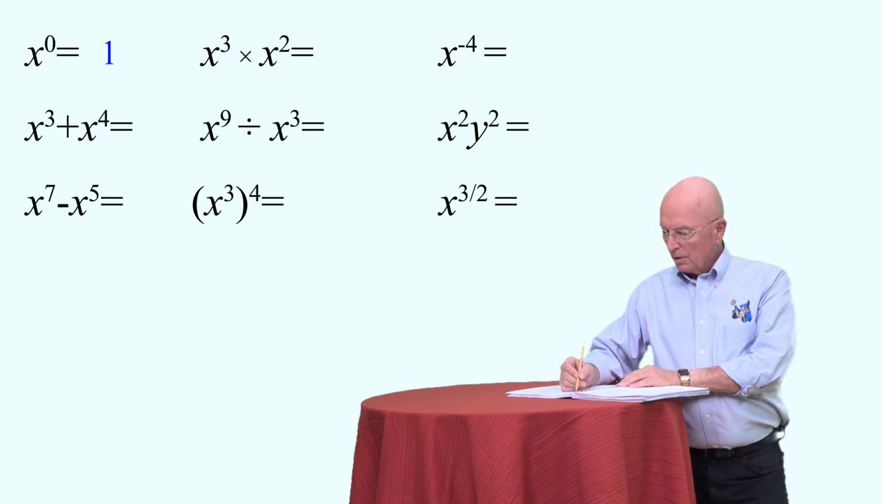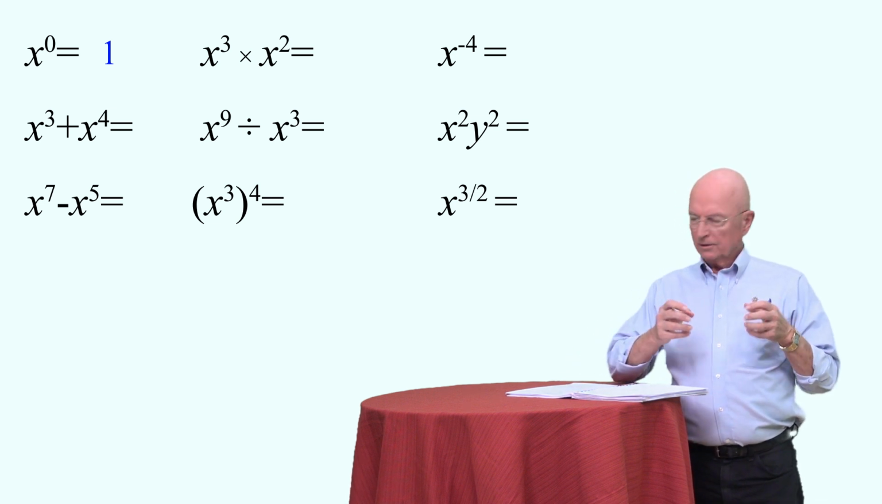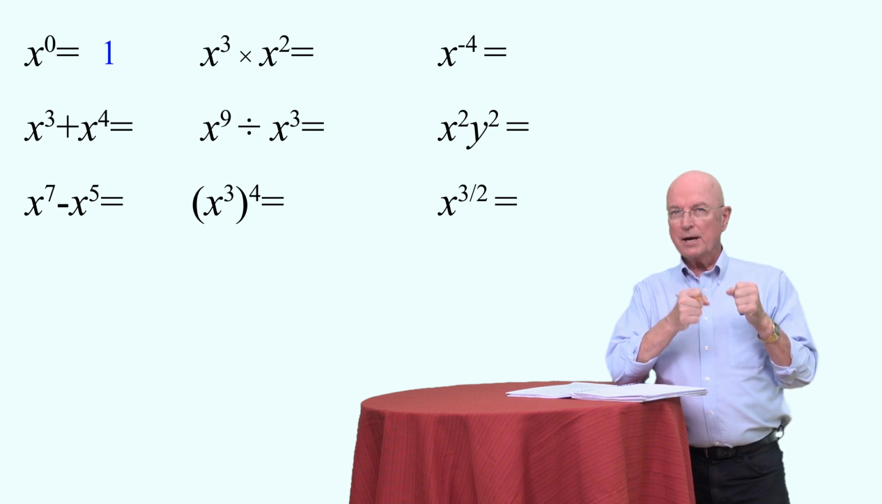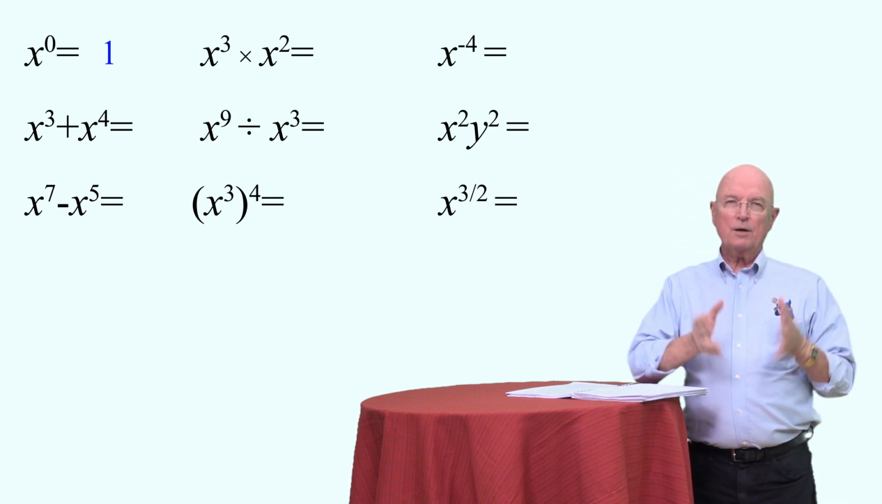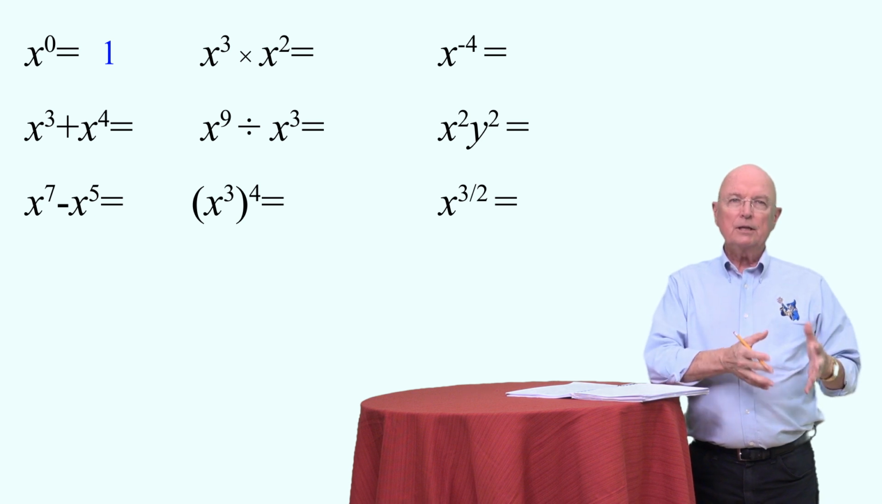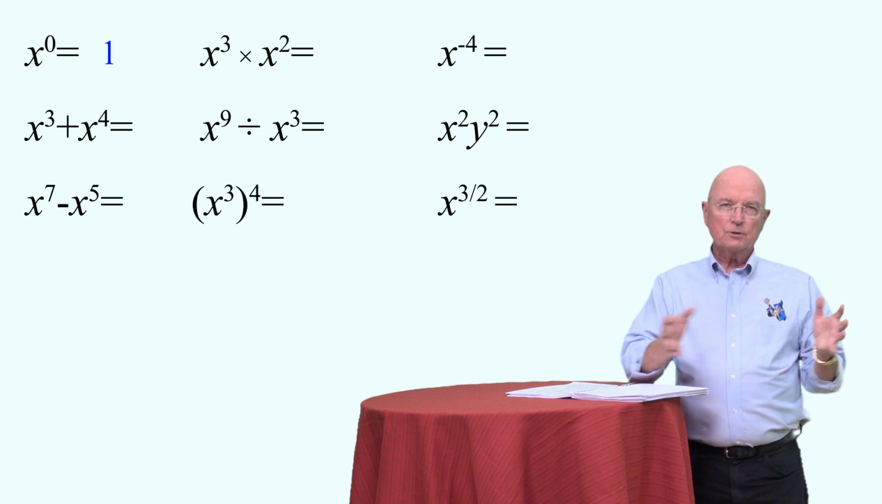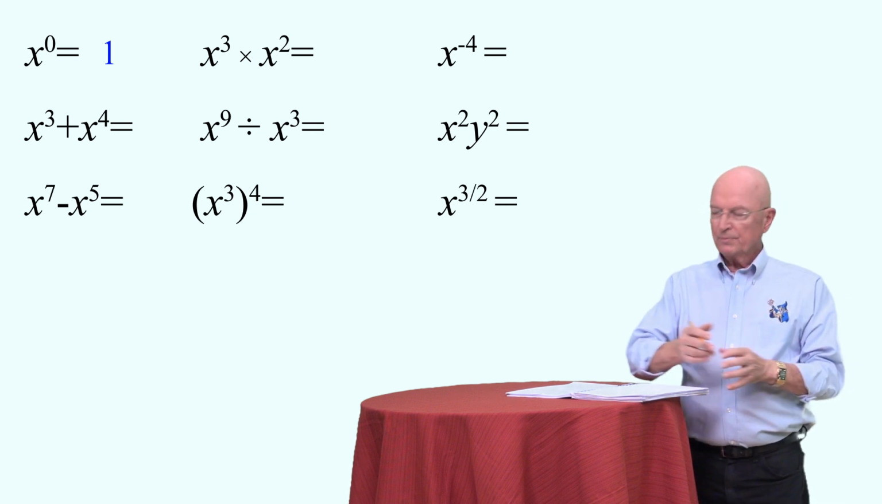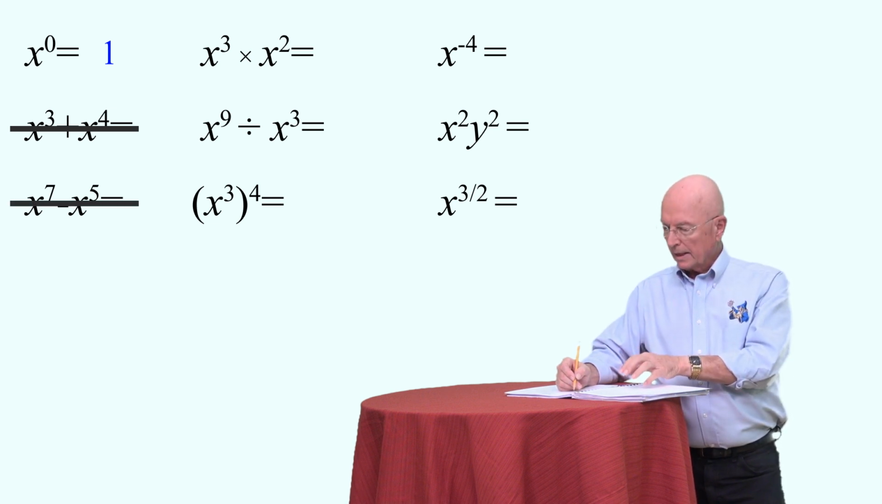Now, what can you do with x cubed plus x to the 4th? There's nothing you can do with that. You can't add them. You can't take bases that are the same, x, and add them together. And that's why you see, for example, in quadratic equations, x squared plus x minus 7, because you can't add the x squared and the x. Likewise, you cannot subtract the same base with different powers. So you have to leave that.